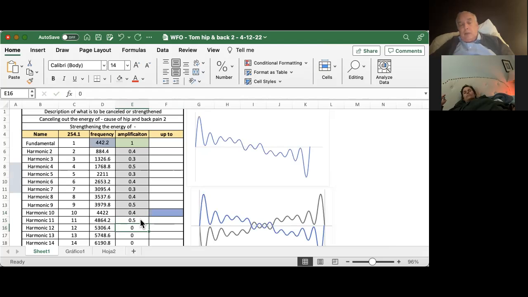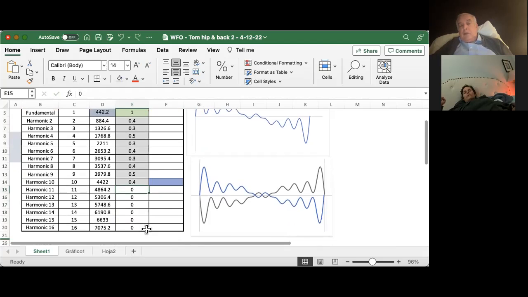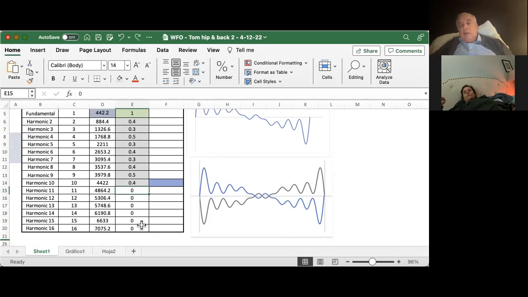If I go higher, which I could do, you can see that has a big change in the wave. Okay. So once you go up as high as you need, the rest of them can be 0 because we don't want them having any effect on the waveform.